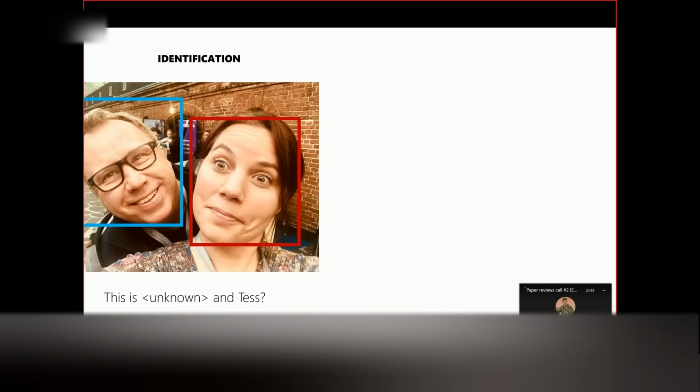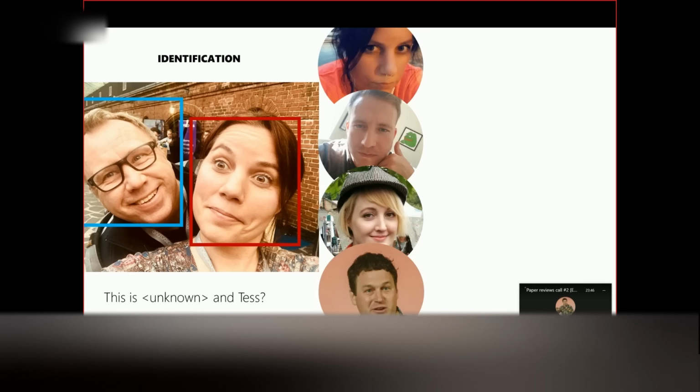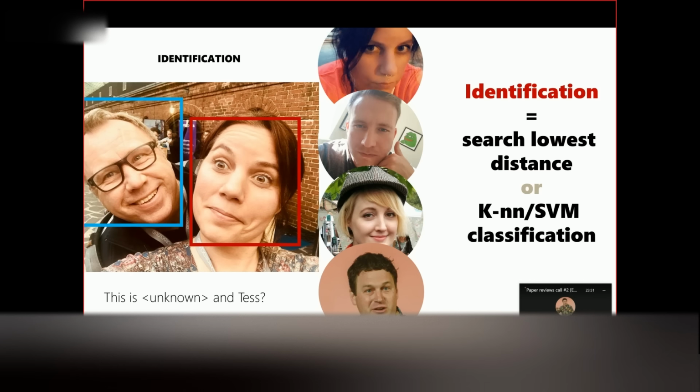If you want to do identification, then what you do is you look at the items in your database, all these people that you have in the database, and you look for the lowest distance, or you do a KNN or SVM classification. So for me, the lowest distance here would be this, so it would identify me as Tess. And for Anders, the lowest distance would be Chris, but it's above a threshold. Now we will have to set a threshold for this, but it would be above a threshold, so it wouldn't actually be calculating it as Chris, and so it will be calculating as unknown.